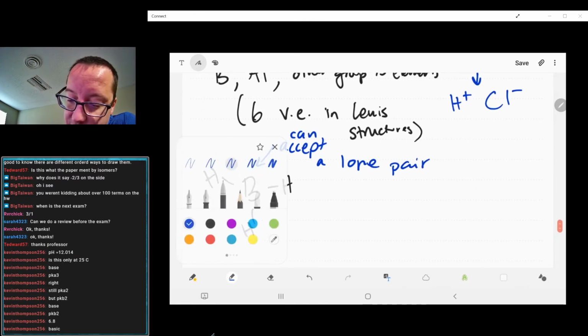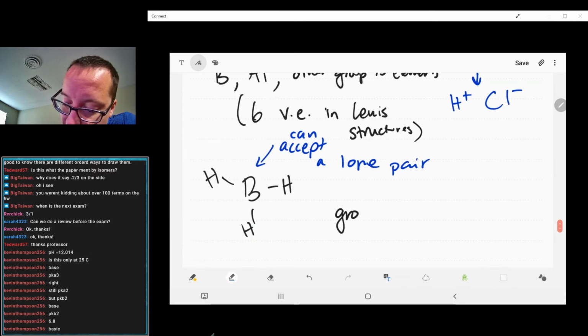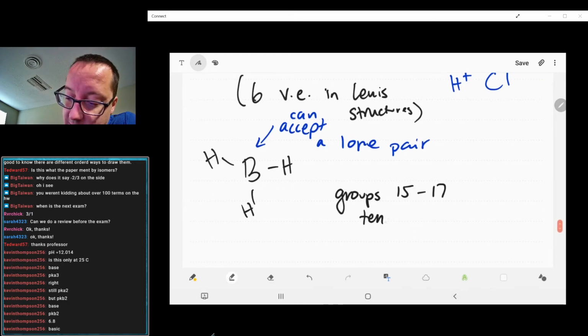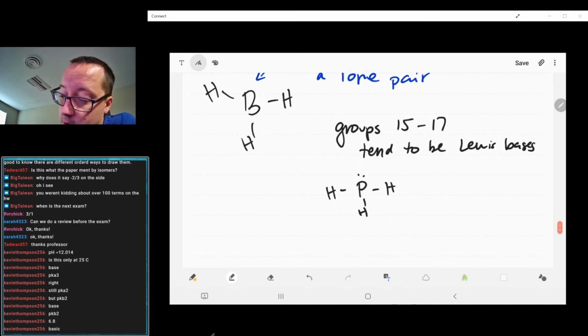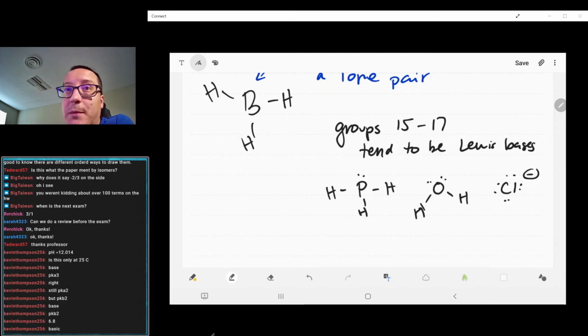And we're going to see that things in group 15 through 17 tend to be Lewis bases. So, for example, phosphine has that lone pair. Water has that lone pair. And of course, something like even the chloride ion has lone pairs that can give away. And so we can see that we can form complexes between these.